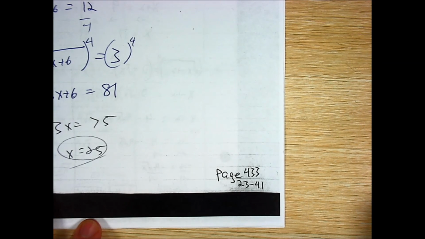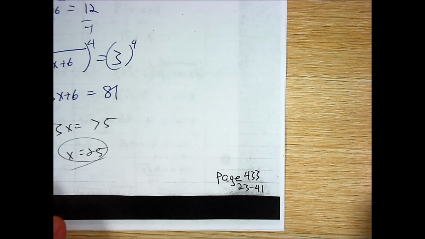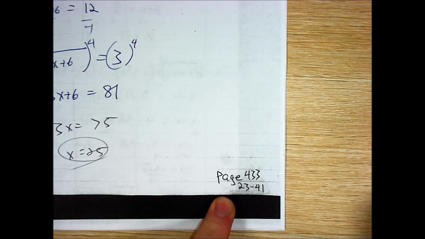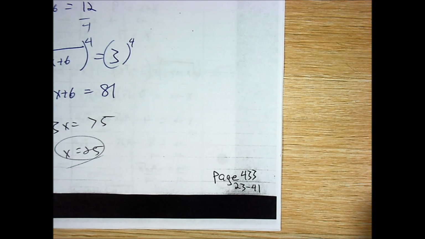We got page 433, 23 through 41. Make sure you read the directions. They give you a hint on which problems you should be looking for extraneous answers or not possible, no solution problems. So we got day 2 coming up tomorrow. Then we'll have practice quiz followed by a quiz and a practice test followed by a test. Big couple days coming up, guys. Make sure we're ready.